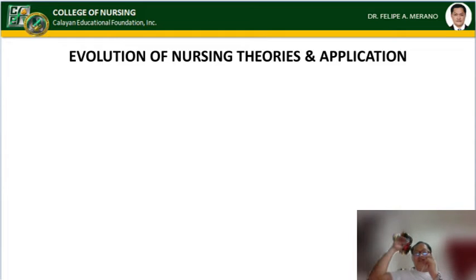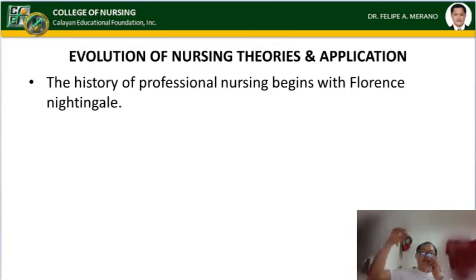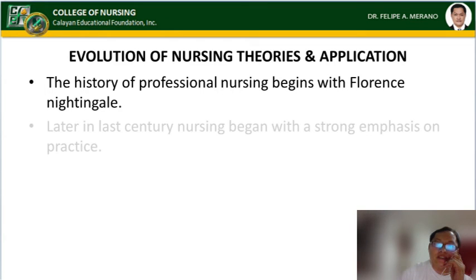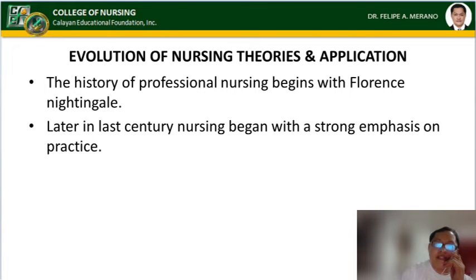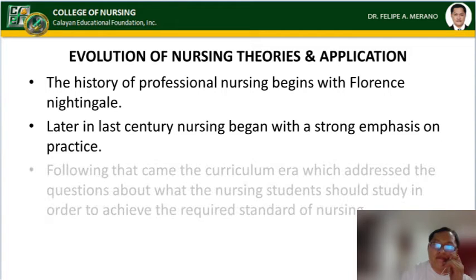Evolution of nursing theories and application. So the history of professional nursing begins with Florence Nightingale. She introduced the modern professional nurse. So later in the last century, nursing began with a strong emphasis on practice. So we need more on practicing all our procedures in order to render quality care to the patient.